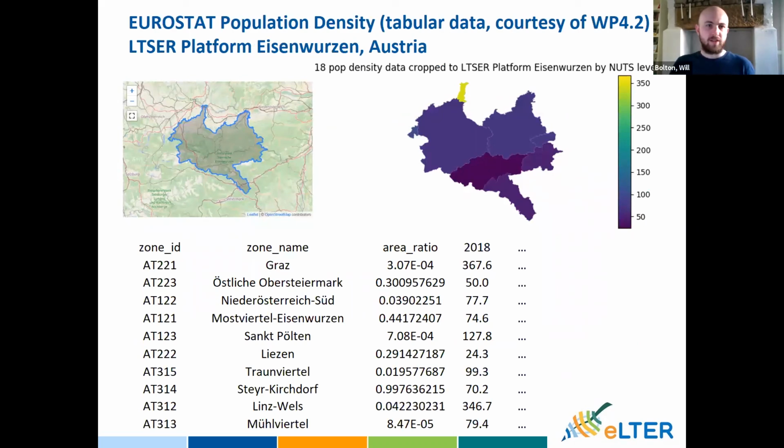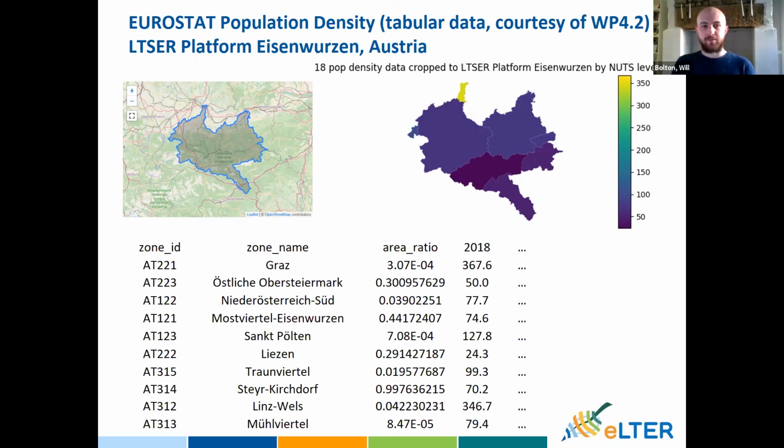Similarly, for some statistical data, we've taken some Eurostat population density data. Again, we have a map of the eLTER platform Eisenwurzeln. On the left, you can recognize that in the plot on the right-hand side. So this is just a plot of the eLTER site. And you can see the NUTS regions overlaid on that plot as well, plotted in different colors depending on what data is present. And at the bottom, we've got a truncated view of the kind of data that comes out.